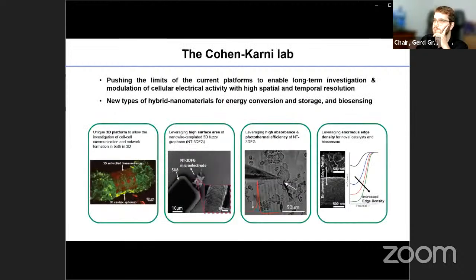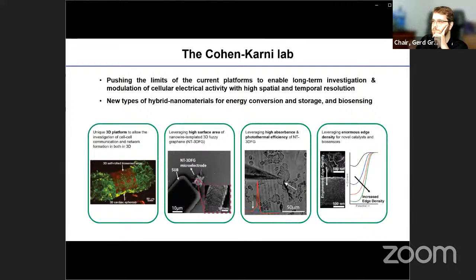Before we delve deep into this topic, let me tell you about the Cohen-Carney Lab. We are trying to push the limits of the current platform to enable long-term investigation and modulation of cellular electrical activity with high spatial and temporal resolution. We are also developing new types of hybrid nanomaterials for both energy storage and conversion and biosensing.